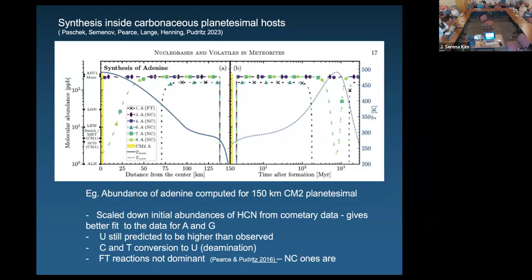We can calculate the interior of these bodies, this is for adenine, where in this body it's being formed, because there's a temperature gradient in the body. Fairly detailed calculations come to the following conclusions: if you use comet abundances, you're going to overproduce things that you don't see. So if you use data, say, from the abundance of materials expected from the inner solar system, where you've got asteroids, maybe even inside the ice line, but near to it, then you get pretty good matches for adenine and guanine.